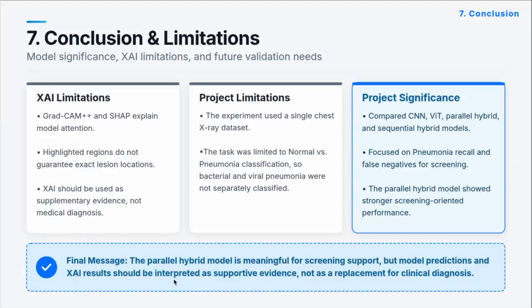Finally, this slide summarizes the limitations and significance of our study. This study was limited to a single chest X-ray dataset and binary classification. In addition, XAI results should be interpreted as supportive evidence, not direct medical diagnosis. Despite these limitations, the parallel hybrid model showed stronger screening-oriented performance with higher pneumonia recall and fewer false negatives.